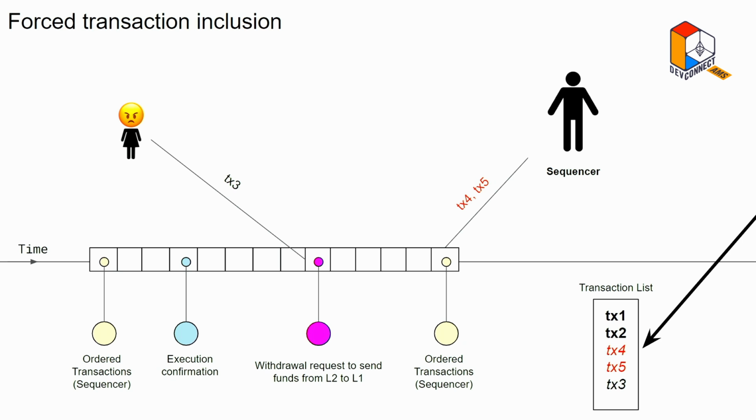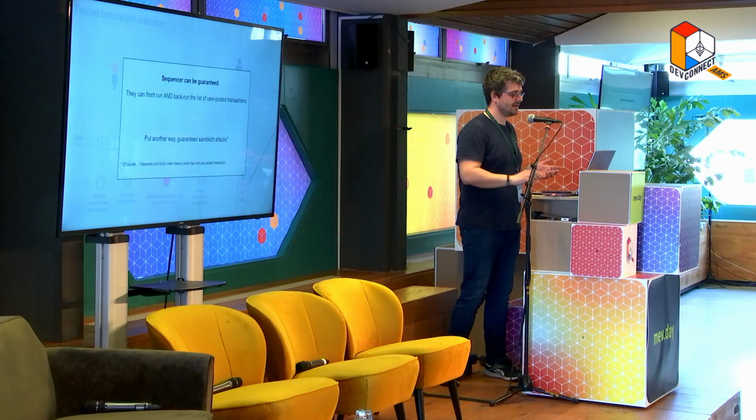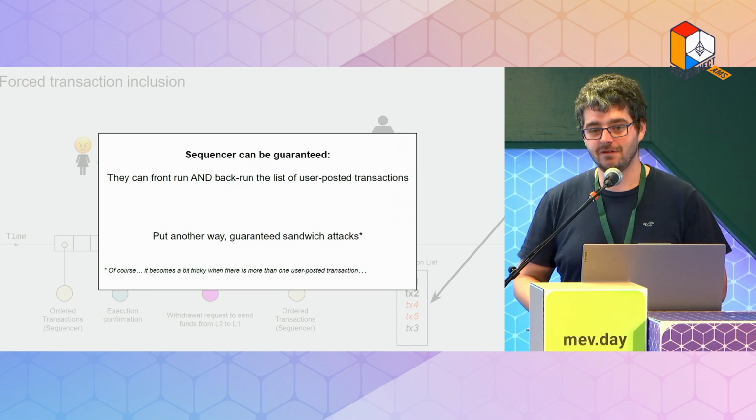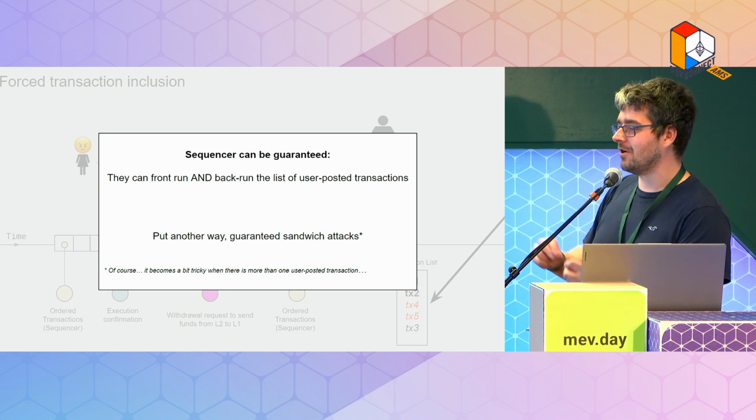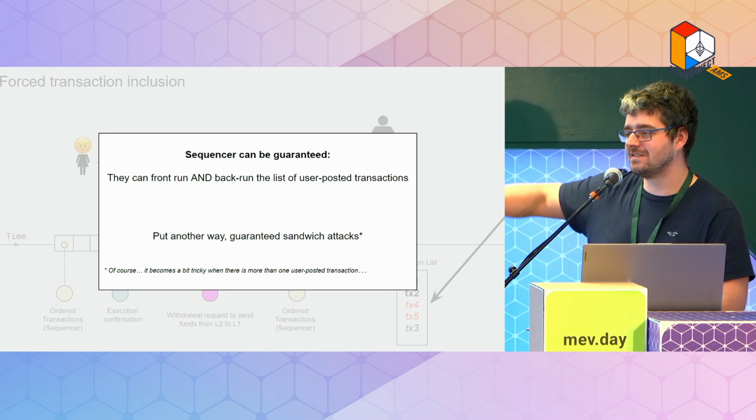Okay? Now, why is this important? Why do we care about this? The sequencer is guaranteed that they can always front run every user transaction and also back run every user transaction. Put another way, they're guaranteed to perform sandwich attacks if any user goes via the slow path. Of course, when you go into the detail, maybe there's a list of user pending transactions and it's a bit tricky, but for now we keep it simple and say they can get this guarantee.